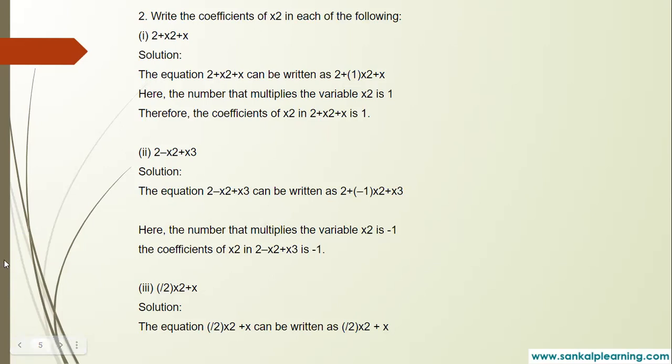See the first one, 2 plus x square plus x. Where is x square? It is the second term, right? Behind x square, which constant is there? If there is no number, it is 1, as you already know. So the coefficient of x square can be written as 1. See one more thing: if there is a minus sign, you have to write it by looking at the plus or minus sign.